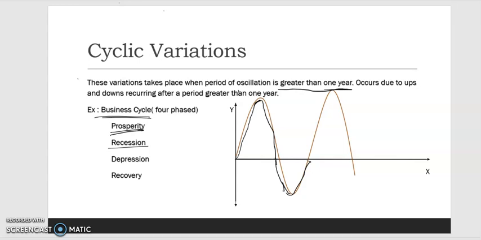Okay, so it happens to recover, and then crossing this x mark, that is crossing the basic investment, and then getting profits is again a sign of prosperity. Then again the cycle continues. Okay, so such a cycle, that is a business cycle, is the best example for a cyclic variation.